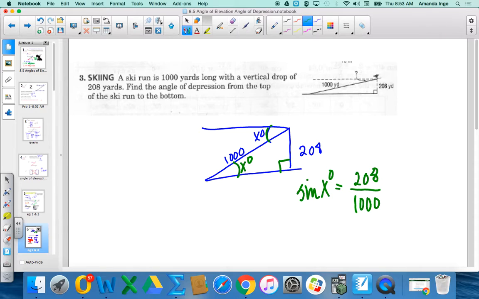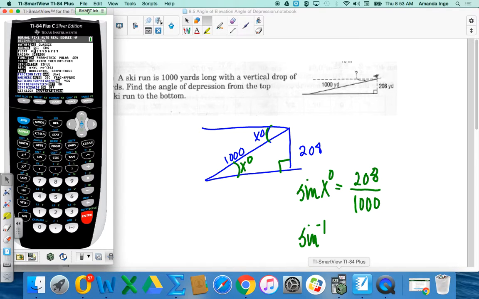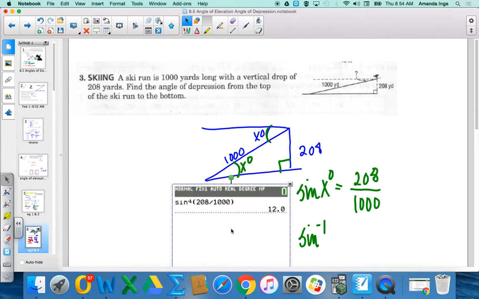The variable is closest to the word. What are you going to hit? Second sine. So, and we're looking for a degree. So we're going to say second sine, and then 208 divided by 1,000. Remember to close the parentheses. We get 12. So it is x is equal to 12 degrees. Not very steep, is it?